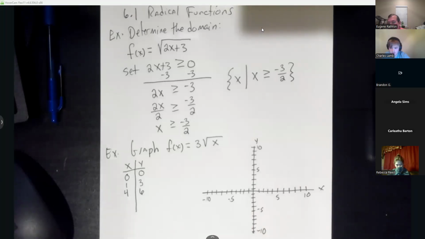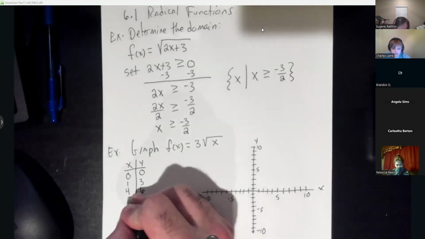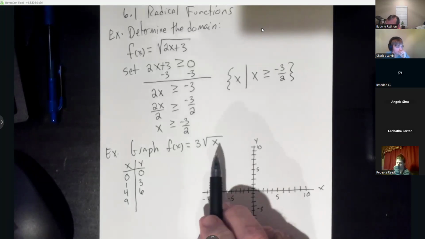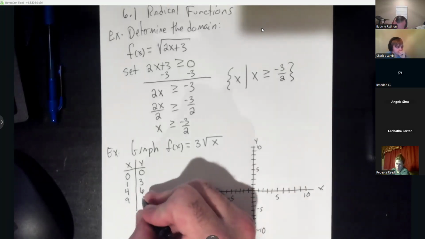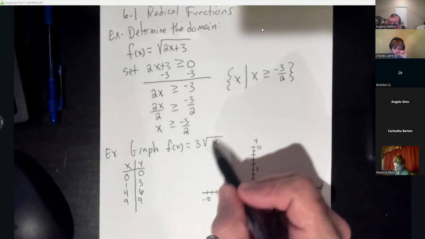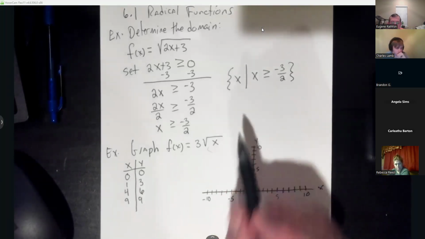Carlitha, good job. It would definitely be a 9, because 9 has a square root of 3, and then 3 times 3 would make that a 9. So you want perfect squares under this radical on this one, okay?